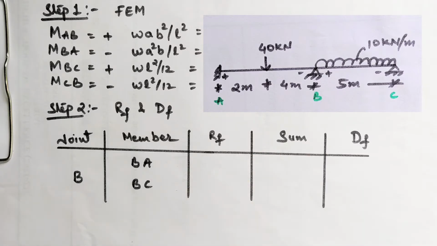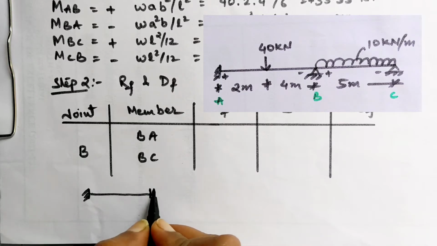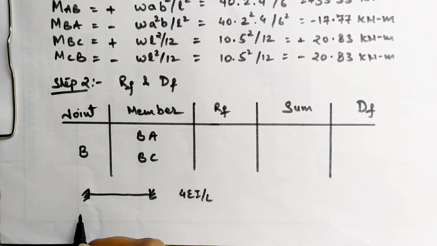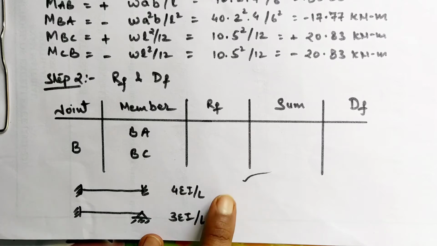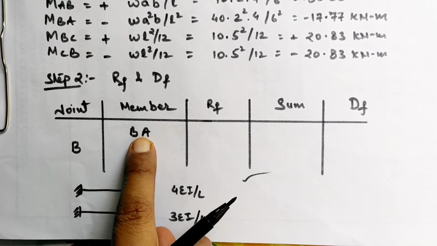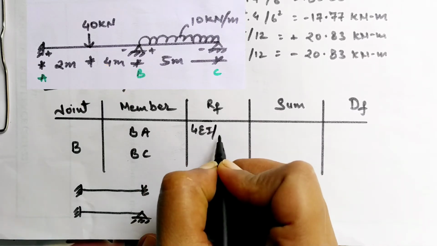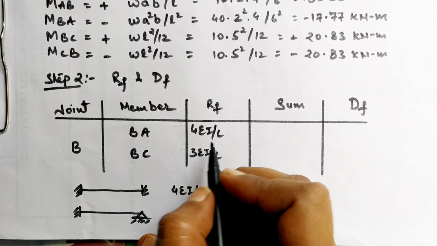How to write the RF? How to decide what your RF is? For that, if both ends are fixed joints, we'll be writing 4EI by L. And if one is fixed and one is your pin joint or roller joint, we'll be writing 3EI by L, that is your modified RF or rotational factor. So we'll be using these formulas for finding out the RF in this question. Since your BA is fixed, we'll be writing 4EI by L, and your BC is your pin joint or roller joint, so we'll be using 3EI by L.